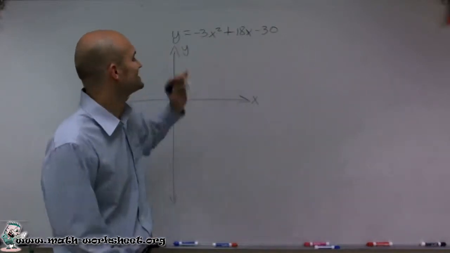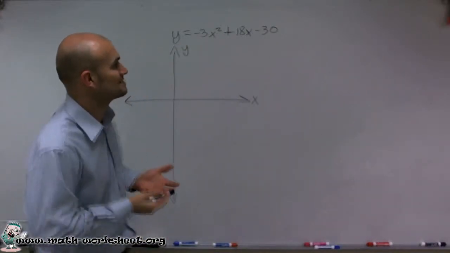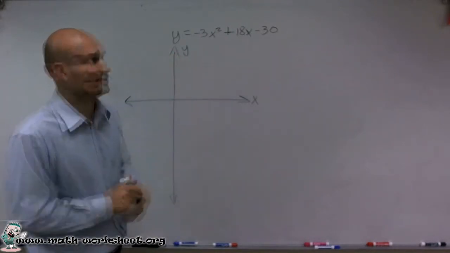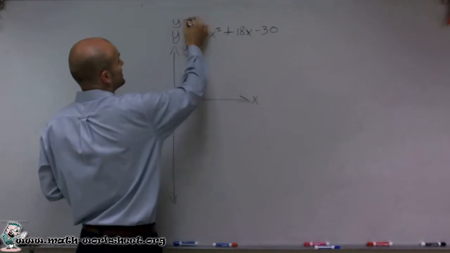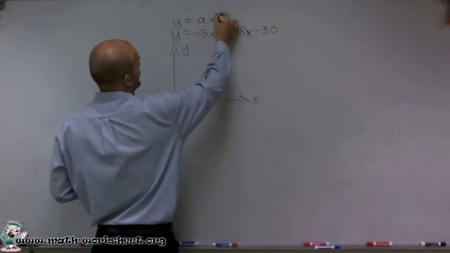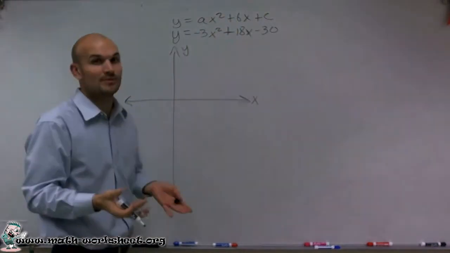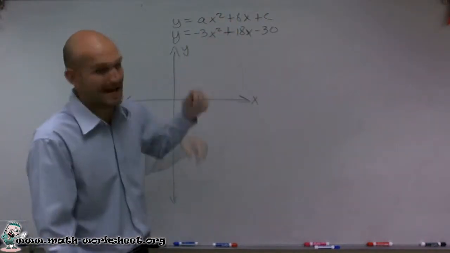Welcome. What I want to do is show you the graph y equals negative 3x squared plus 18x minus 30. So remember, this is a quadratic equation, right? Meaning it can be written in the form of y equals ax squared plus bx plus c, where a, b, and c are real numbers, and also your coefficients and your constant.